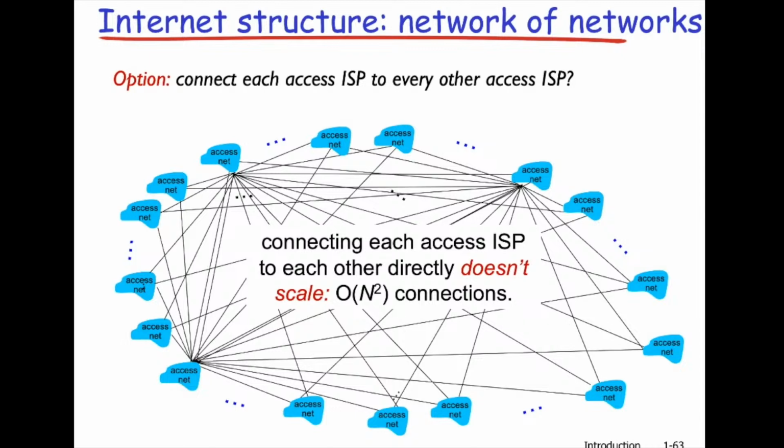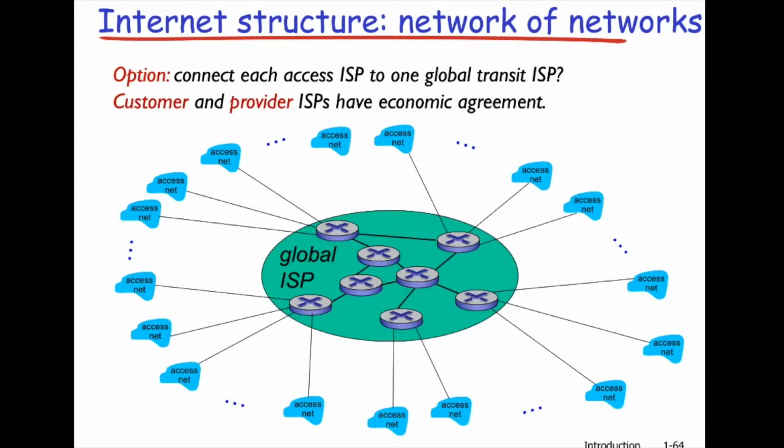And so internet engineers go with the other extreme. Everyone connects to one global ISP in the middle. So data come here, and the global ISP transits the data for the access net to the destination. Similarly, here. So in a way, the global ISP in the middle here is providing transit services to the access nets, which are the customers.